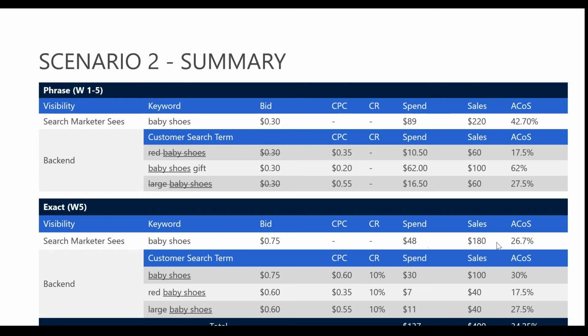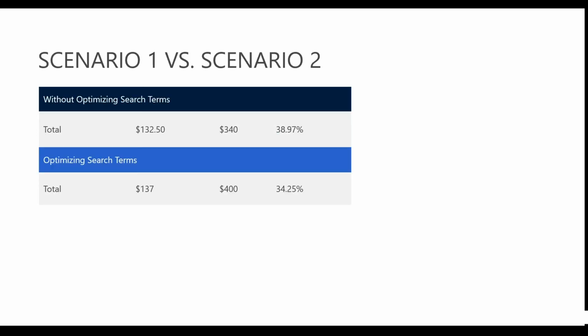We maintain those sales, so the exact ad group per campaign now has $48 in spend and $180 in sales. It's a 26.7% ACOS. Overall, for all performance for the marketing campaign, there's a 34.25% ACOS. If we look comparably, for this example we just used very limited search terms, and we had a relatively higher ACOS and the spend was low, but this relates to somebody that's spending $1,000 a day or $100 a month. It really depends.